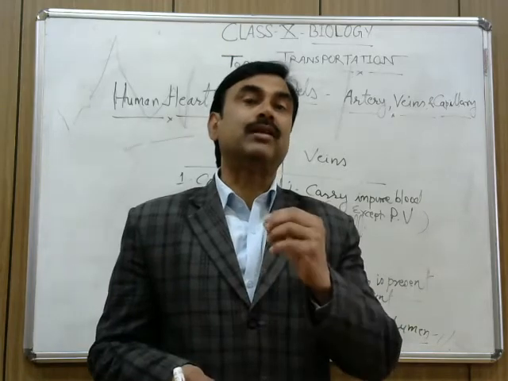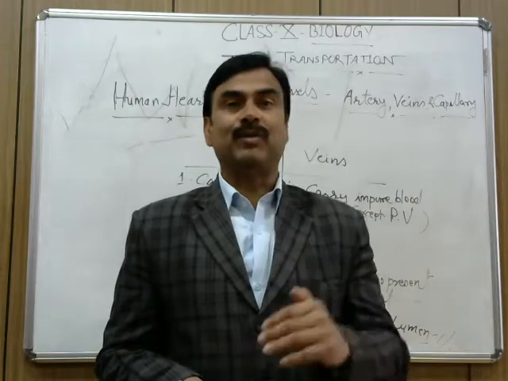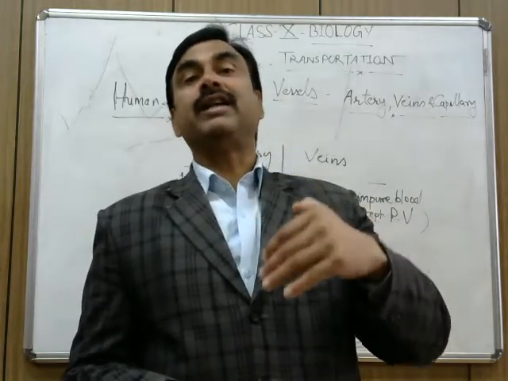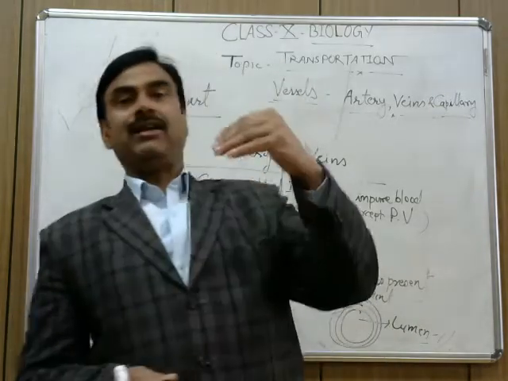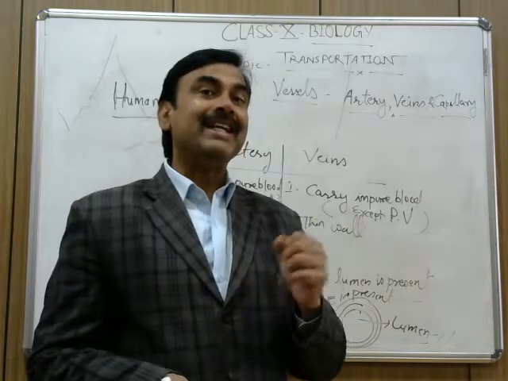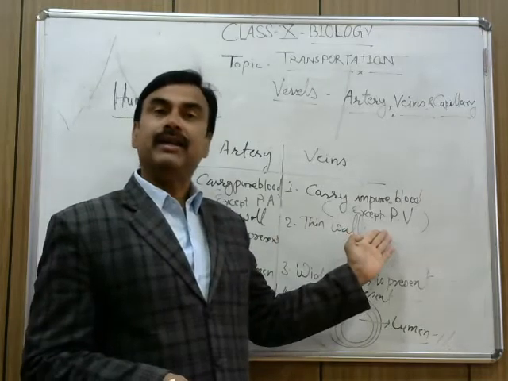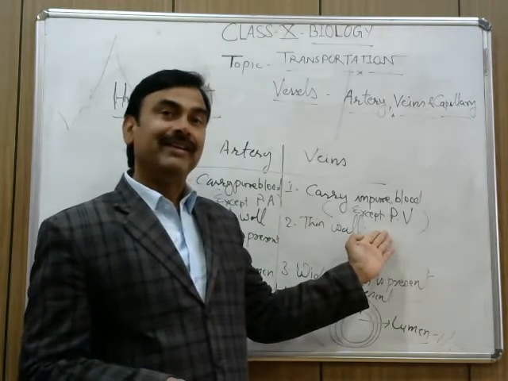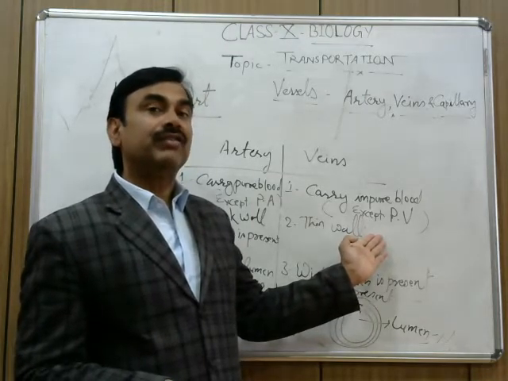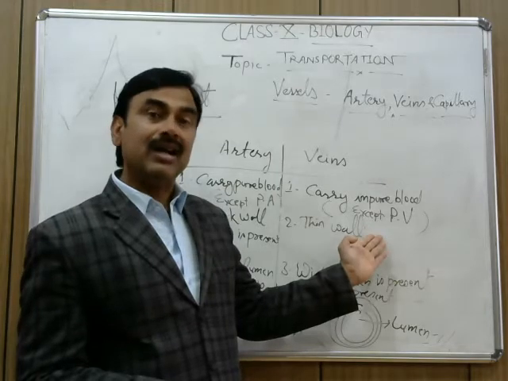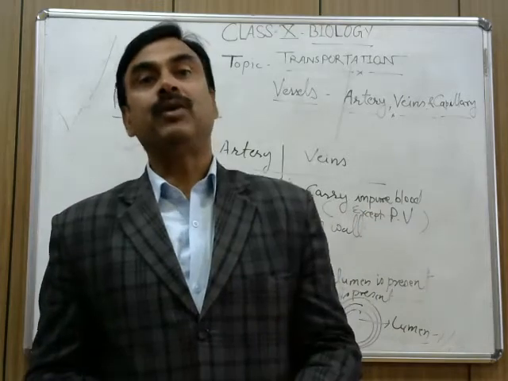One exception is there, that one is the special artery, the pulmonary artery. This does not carry pure blood. Otherwise all the arteries carry pure blood from the heart to the body. But between heart and lungs, the pulmonary artery carries impure blood. On the other hand, the pulmonary vein carries pure blood from the lungs to the left atrium. Between lungs and heart, this pulmonary vein carries the pure blood.